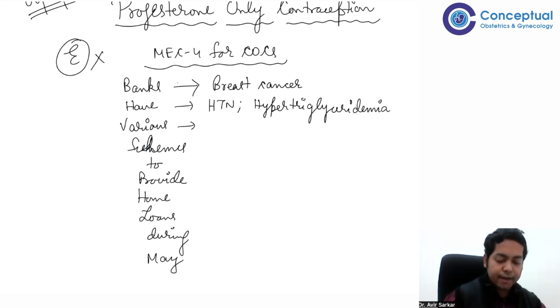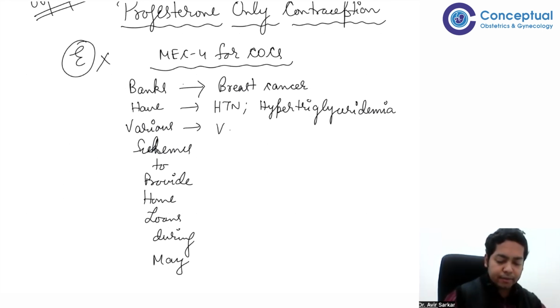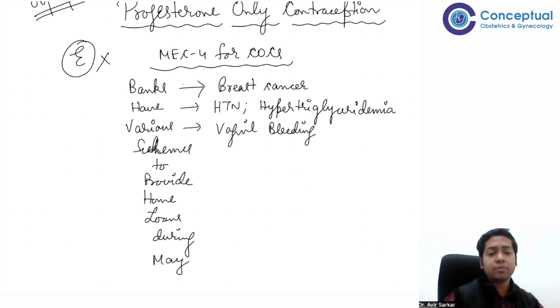V stands for unexplained vaginal bleeding. Whenever there is unexplained vaginal bleeding, it can be because of endometrial cancer, endometrial hyperplasia, and so in those women, we will not give estrogen. Here, progesterone is to be given.